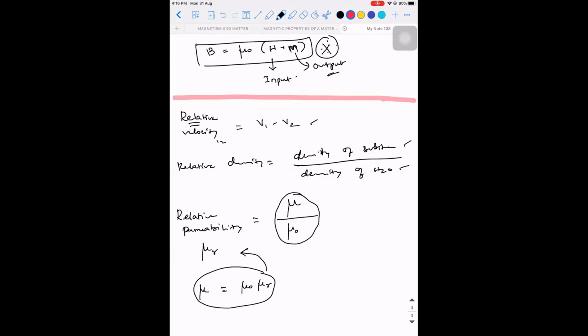Are you guys clear with this? So mu r is equal to mu divided by mu naught. Make a note of it. So what will be the dimensions of this? No dimension. Obviously, no dimension because it's the ratio of the same physical quantity and it has no units as well. So mu is equal to mu naught into mu r. This is also a very, very important expression.